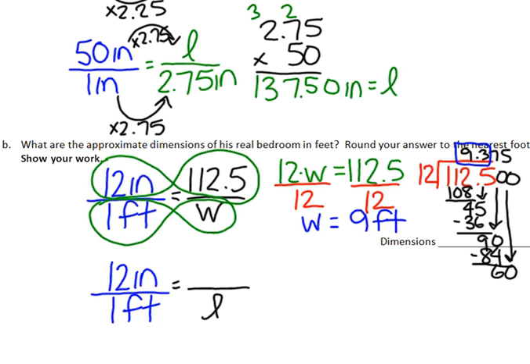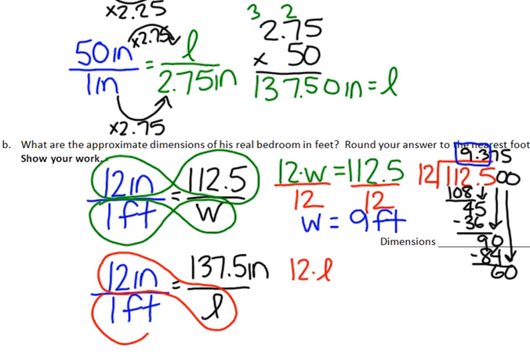And then we're also going to use our measurement from part A, which was 137.5 inches. So again, we need inches to line up with inches in the numerator. And then just like before, we can use cross products. So I'm going to multiply 12 times L, which is going to give me 12L. Then I'm going to multiply 1 times 137.5, which is going to be 137.5.